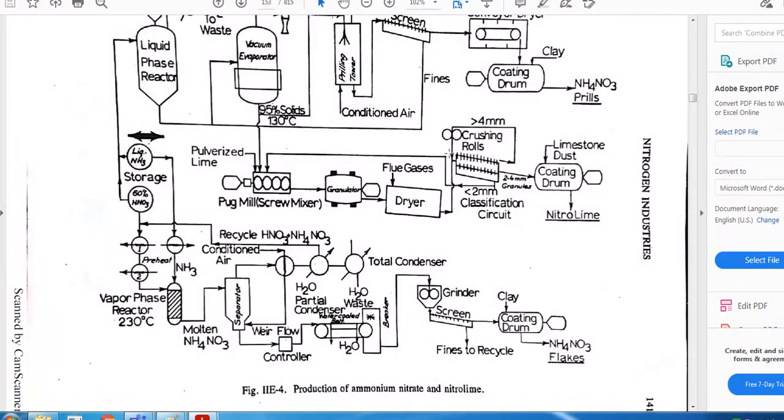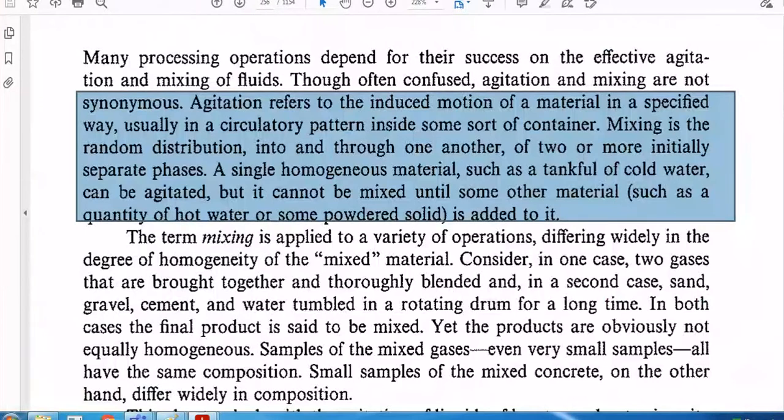So this action is called mixing. So these are the bit questions. Mixing is random distribution into or through one another of two or more initially separate phases. Initially they are separate phases. Lime is a separate phase, ammonium nitrate is a separate phase, the other inerts are a separate phase, but they will be mixed together.